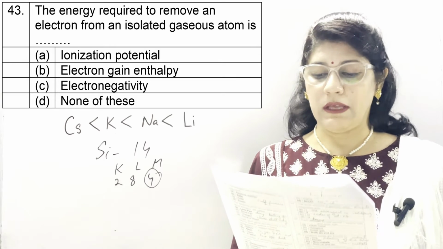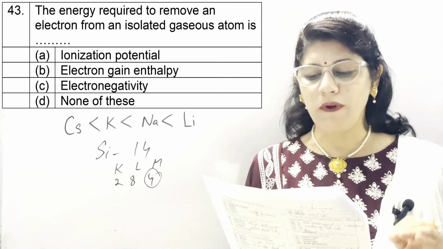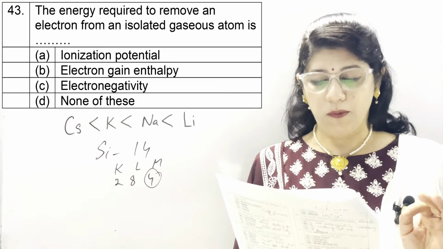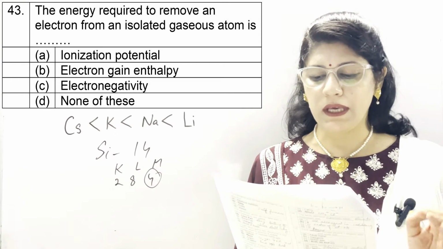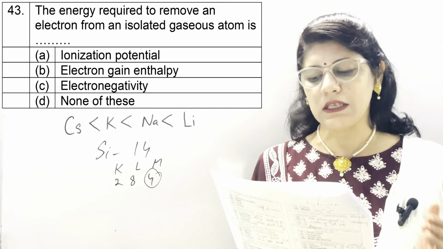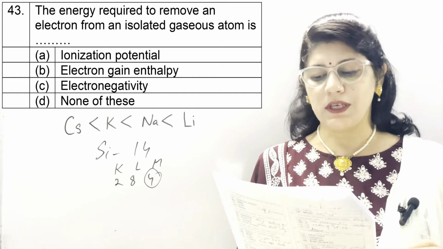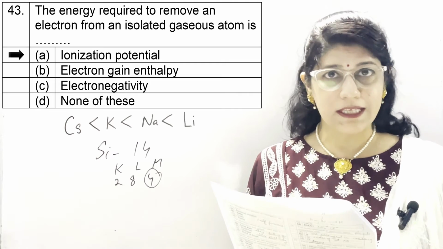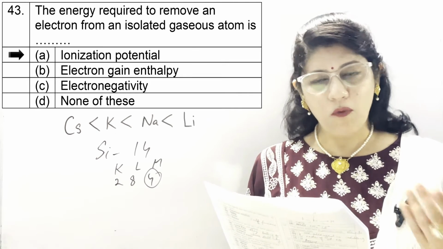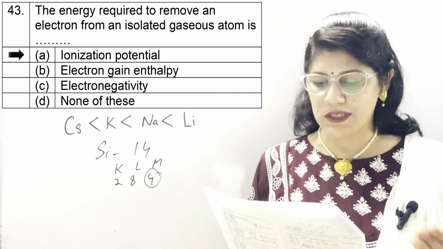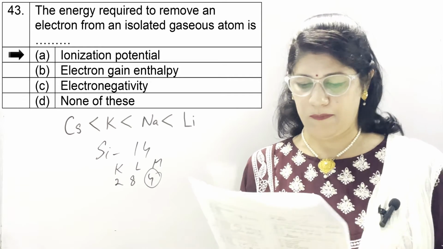Question number 43. The energy required to remove an electron from an isolated gaseous atom is. A option is ionization potential, B is electron gain enthalpy, C is electronegativity and D is none of these. So correct option is ionization potential because we know that ionization potential is the energy required to remove an electron from an isolated gaseous atom and convert it into a positively charged gaseous cation.